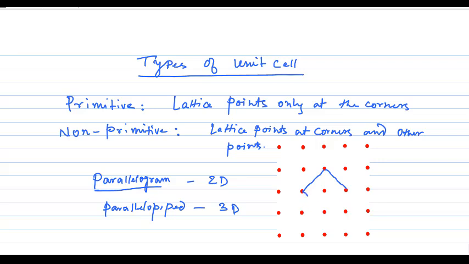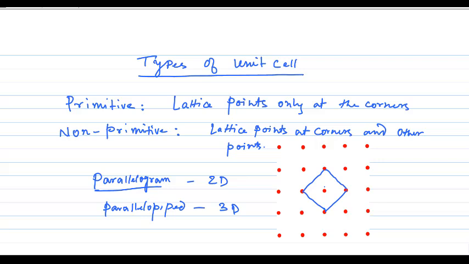as I said, I am free to choose this. This will define a lattice, but now you see what has happened. You have lattice points at the corners. Additionally, you have a lattice point at the center. So apart from corners, you also have additional lattice points in other positions. So this is a non-primitive unit cell.